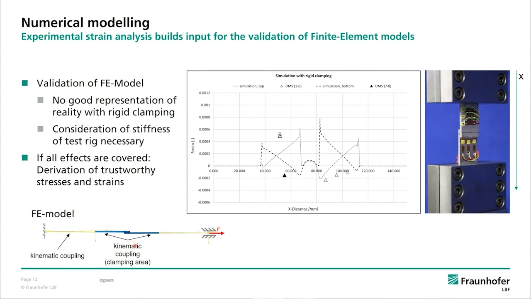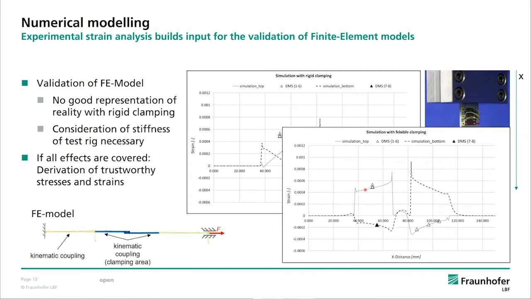So this is a finite element model, and the curve plots the numerically determined strains. And here we see the markers that are the results from the strain gauge. So this really doesn't fit. So we need to improve this simulation to be able to fit the finite element model to the results we get from the experiments. And as I said, this is quite important.